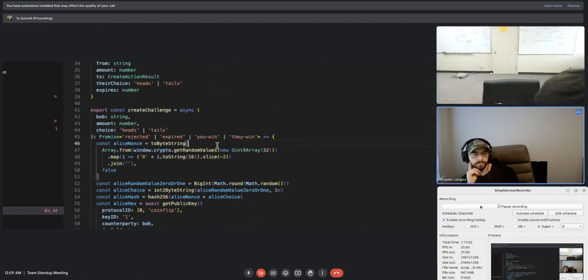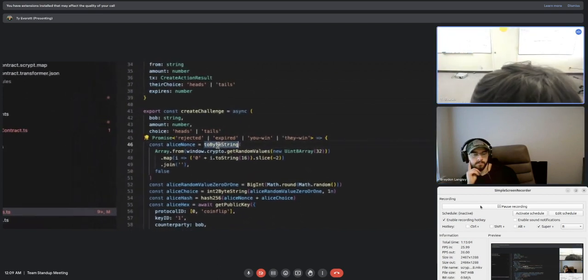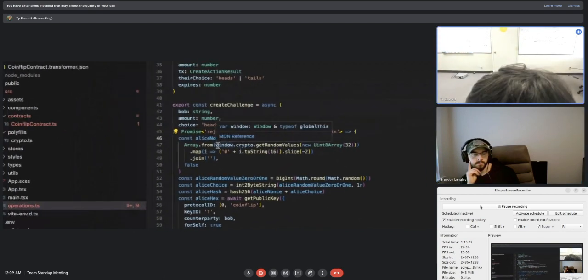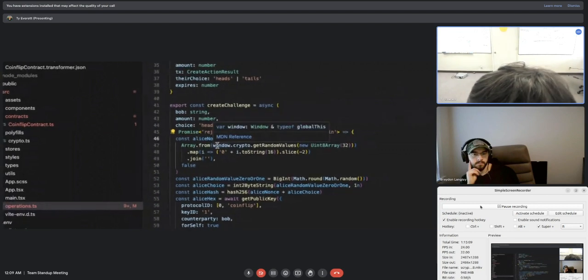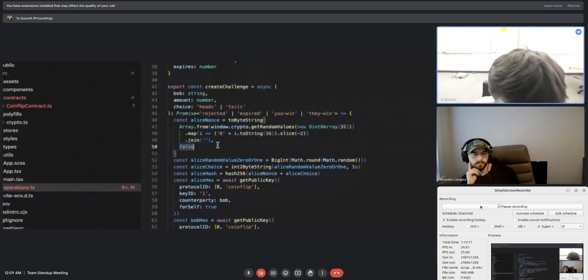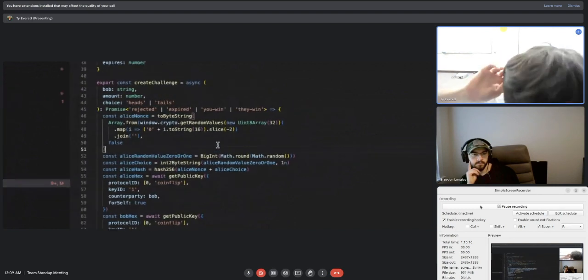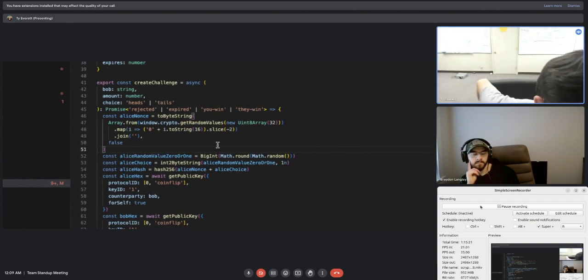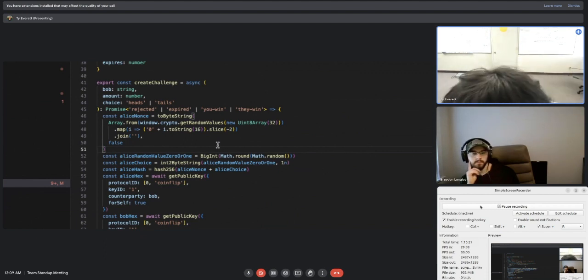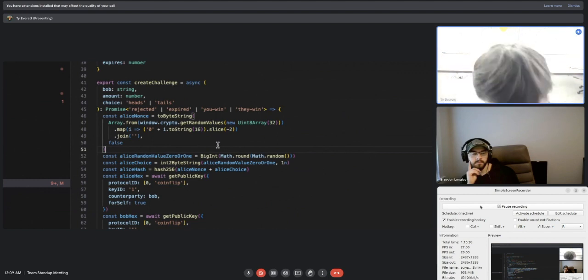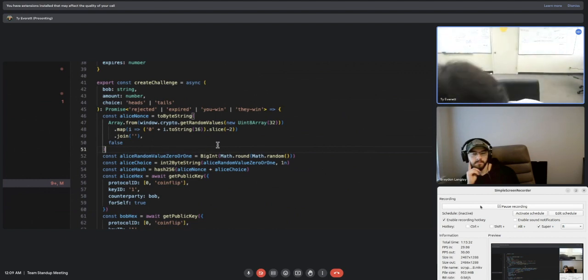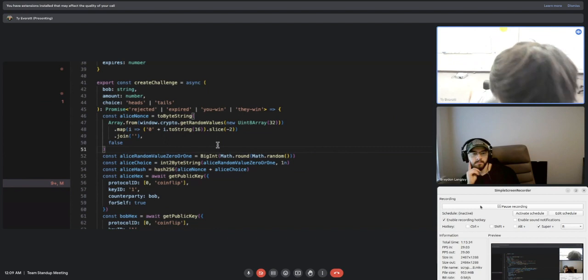So she does so, and this is a byte string that comes from a random number generator that computes a hex, which then goes into a byte string. This is some web browser code, but basically, it computes a random 32-byte string. That's Alice's nonce. Then Alice is going to pick a random value, 0 or 1, which is a big int, which comes from a rounded random number between 0 and 1, meaning this just picks a big int that is 0 or 1.